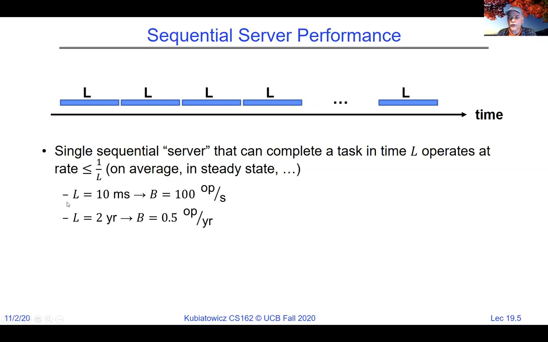And just to give you some numbers, for instance, if L is 10 milliseconds, then the bandwidth of number of Ls we can handle is about 100 operations per second. That's just 1 over 10 milliseconds. On the other hand, if L is 2 years, then the bandwidth might be 2.5 ops per year, et cetera. Okay.